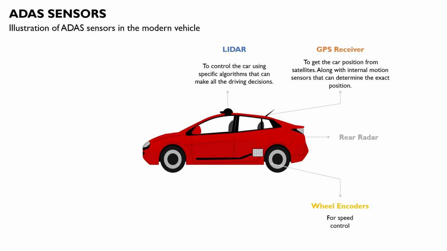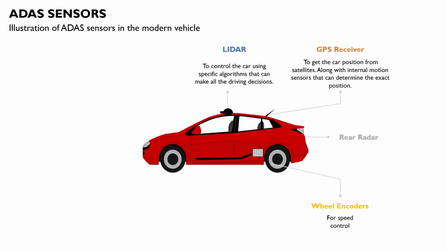Wheel encoders. These are sensors attached to each wheel to measure the rotation and speed of each wheel. Wheel encoders provide real-time data on the rotational speed of the wheels. This particular information is really important for determining the vehicle's speed and acceleration. By counting the revolutions of the wheels, wheel encoders contribute to accurately calculating the distance the vehicle has traveled.